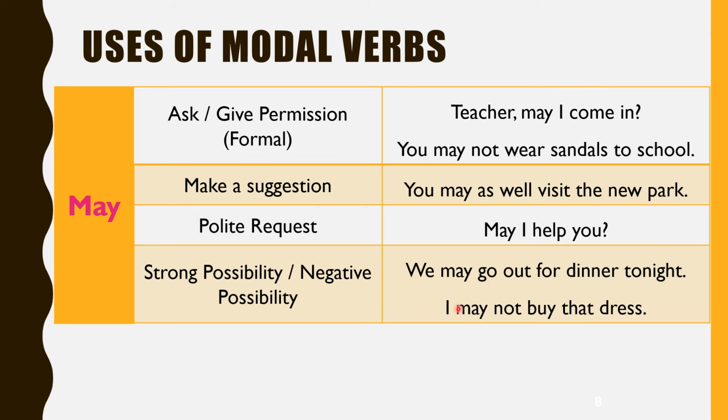Here again, I may not buy that dress. Maybe I'm not sure, so I am not going to buy the dress. So it's a negative possibility.